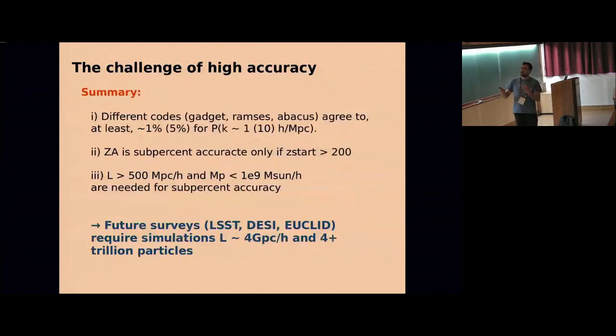So in summary, I think if you want to have 1% accuracy, you can make predictions up to roughly k of 1. You need to start your simulations at very high redshift, and you need to use more than 500 megaparsecs on a side, and your particle mass should be below 10 to the 9 solar masses. So these requirements translate into simulations that are roughly 4 gigaparsecs and more than 4 trillion particles if we want to achieve the volumes and the resolution that future surveys like LSST, DESI, or Euclid will require.